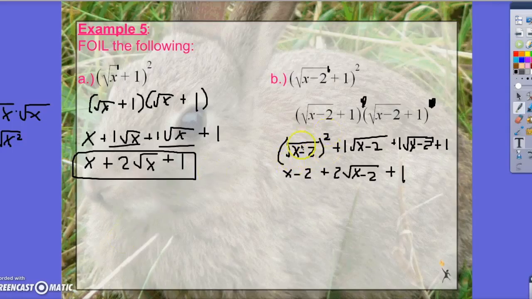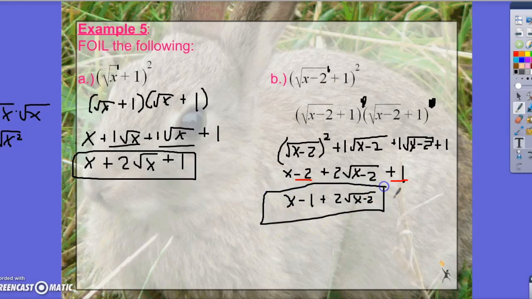So square root of x minus 2 squared is just x minus 2. Then we add these, plus 2 square root of x minus 2 plus 1. What you're going to notice now is I could also combine. Do you see how it's a negative 2 and a plus 1? We're going to combine like terms one last time. There's nothing that'll combine with the x. It's just an x. Negative 2 plus 1 is negative 1. And plus 2 square root of x minus 2. That's my answer.